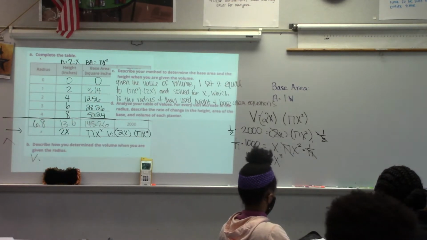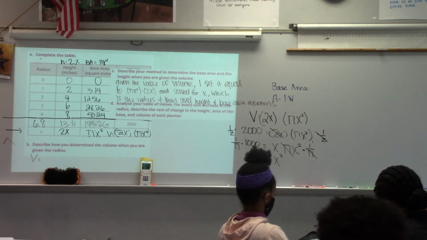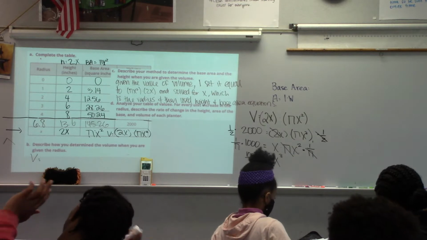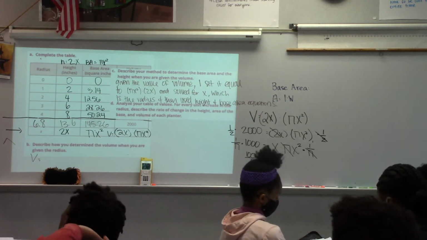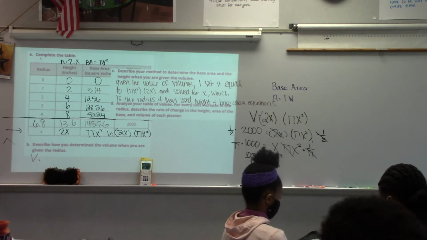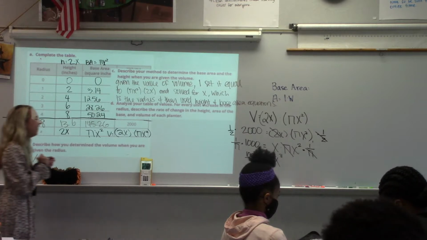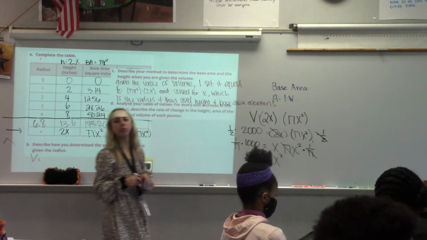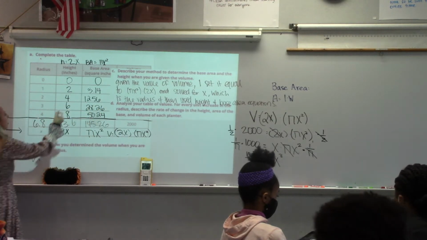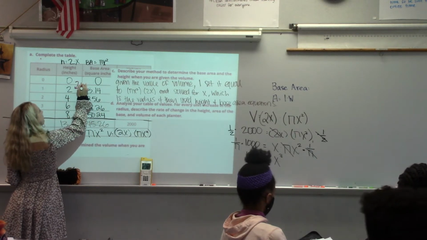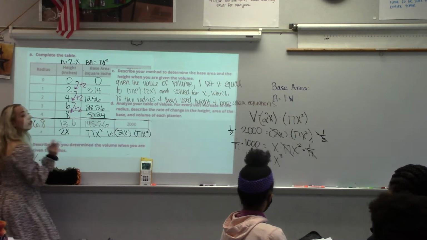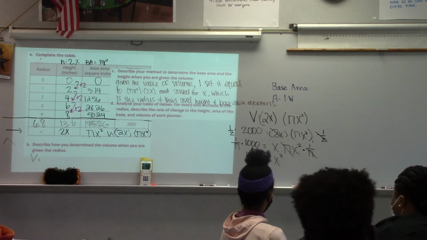So, let's see. Okay, so how's the height changing? Alright, let's get it. So, for every time the radius increases by 1, how's the height changing? So, what kind of rate of change is that? Linear. Well, it's a constant additive rate of change. It means it's what kind of function?